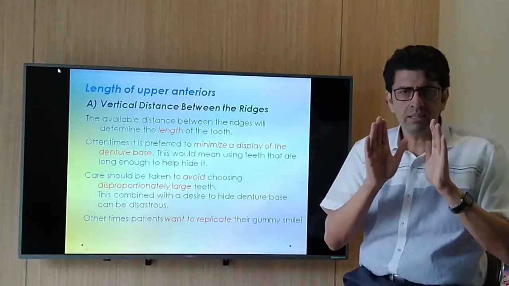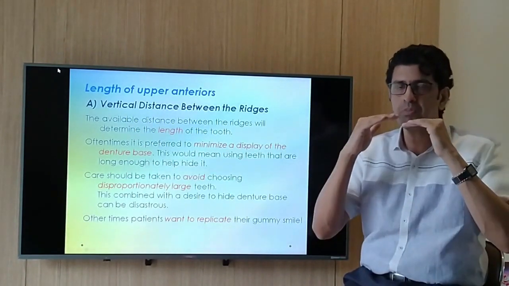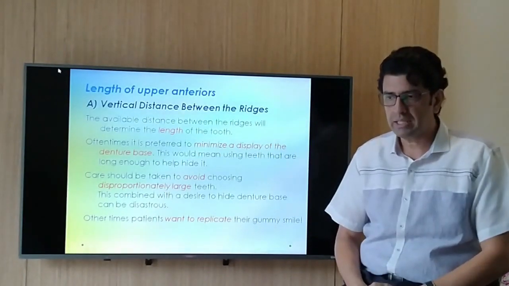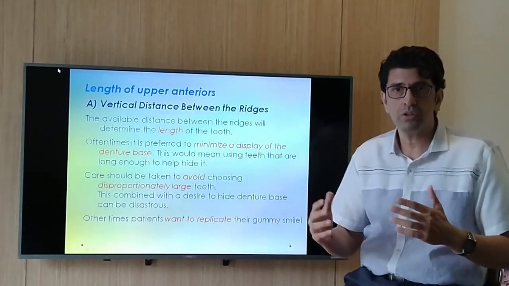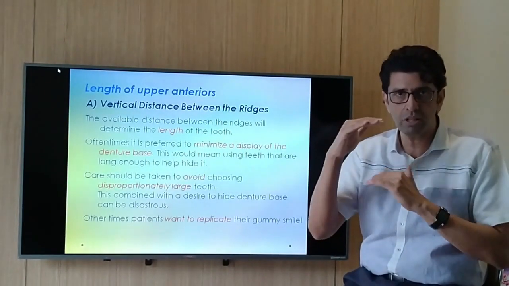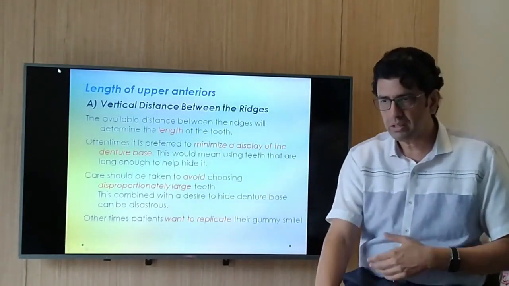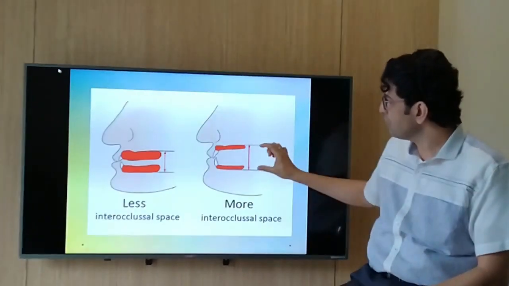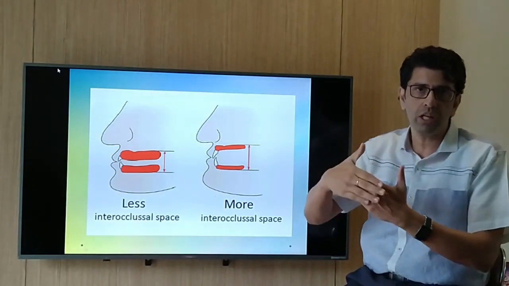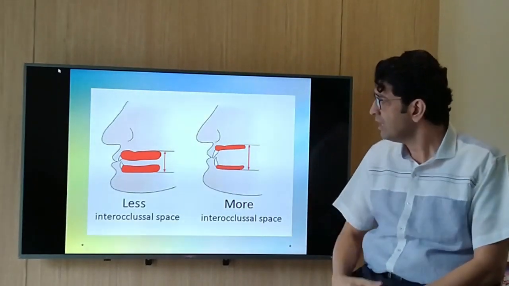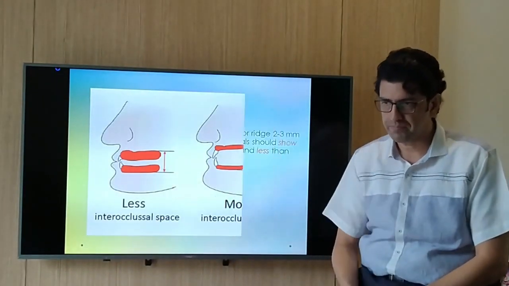Just select teeth that will minimize the amount of denture base display when the patient smiles and talks, okay? And sometimes the patient just wants their old gummy smile. In that case, you can rework your length of the tooth so that you see a little bit of denture base as well. So those can be ways to work around that problem. If you have a large interocclusal space, obviously your anterior teeth need to be long. Otherwise, you don't get the overlap that you need. And if you have a smaller interocclusal space, the teeth can be much shorter.